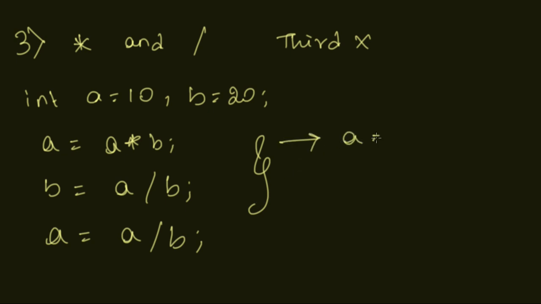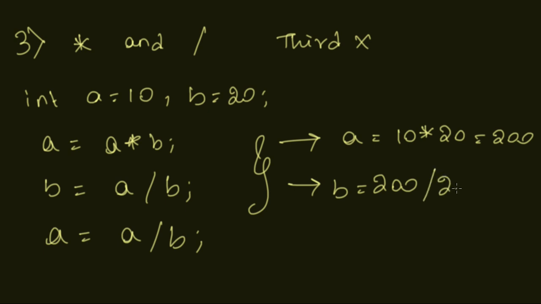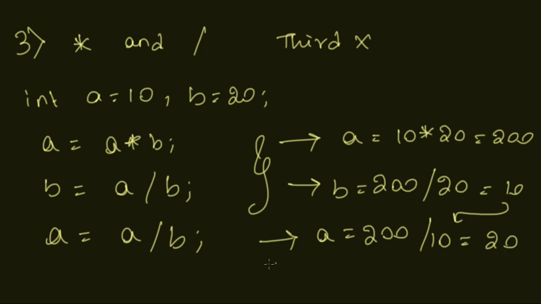Here, the a value becomes 10 into 20, that is 200. In this step, the value of b becomes, since a value is 200, I am going to write 200 by 20, which is nothing but 10. Now the value of a becomes, a value is 200 divided by b value is 10, so it becomes 20. So after swapping, the value of a is 20 and the value of b is 10. So swapping has been done. This is the third way of implementing swapping two numbers using multiplication and division without using any third variable.